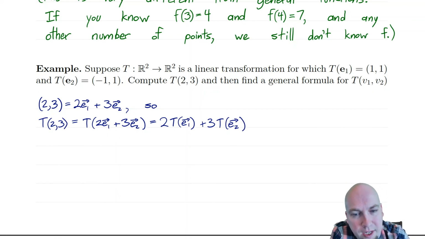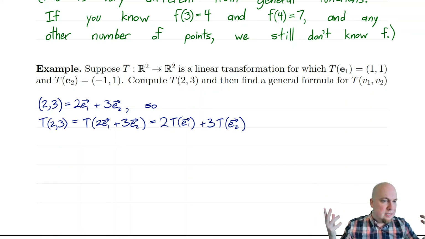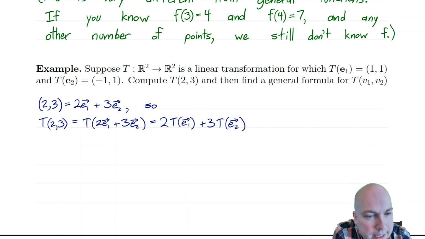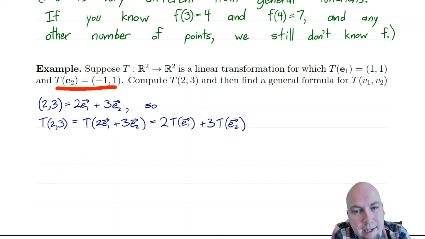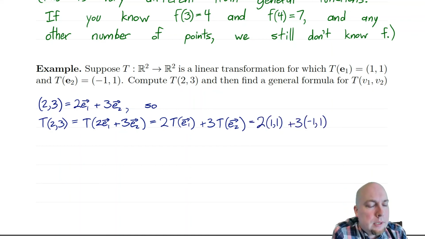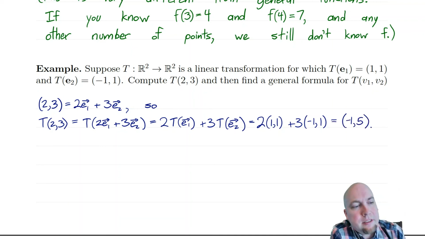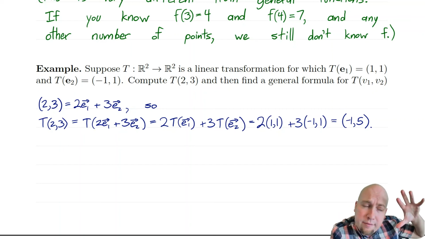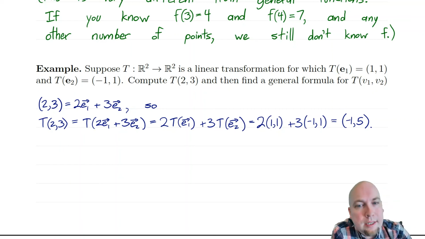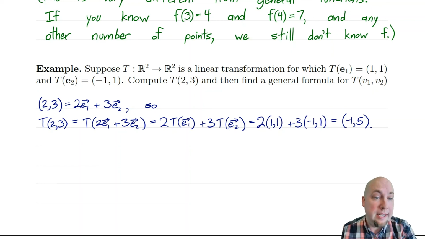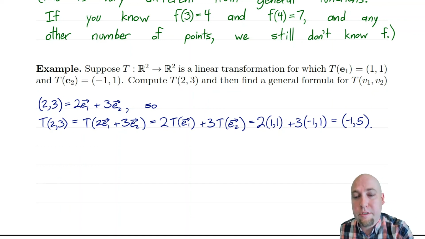So we just brought the 2 and the 3 and the vector addition outside of T because it's a linear transformation. Now, T of e1, I know what that is. The question told me. T of e1 is the vector (1,1). And T of e2, again, I know what that is. That's the vector (-1,1). So just make those substitutions, and now it's just scalar multiply and add them all up. At the end of the day, you get the vector (-1,5). So if you ever have any linear transformation that sends e1 to (1,1) and e2 to (-1,1), then it must send the vector (2,3) to (-1,5). There's no other possibility, or else it can't be a linear transformation. It'll still be a function if it sends (2,3) somewhere else, but it won't be a linear transformation.